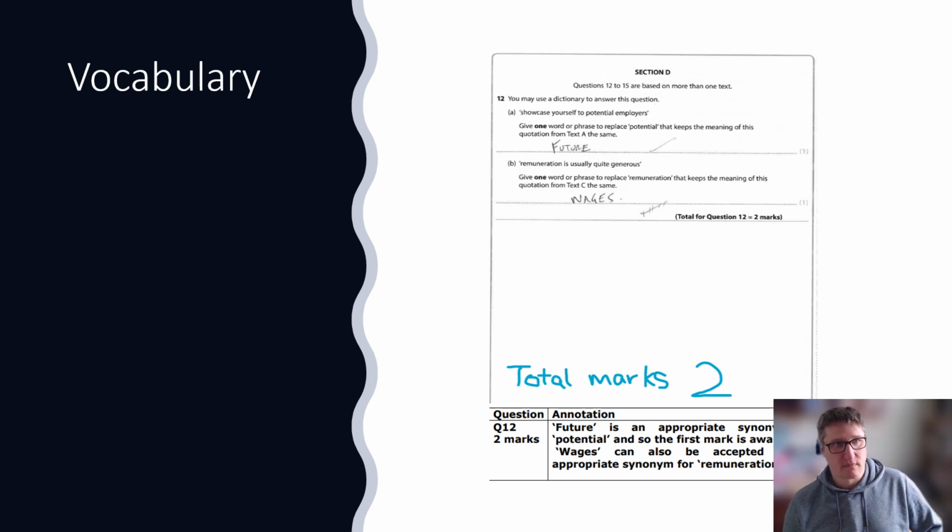Question 12 tests vocabulary. And the nice thing here is you're allowed to use a dictionary if you want to. So read the quotes that are given. Showcase yourself to future employers, for example. We'll stick with that first one. You're looking for one word or phrase, so you can use one word or two or three words that fit together, to replace the word potential, keeping the meaning of this quotation from text A the same.